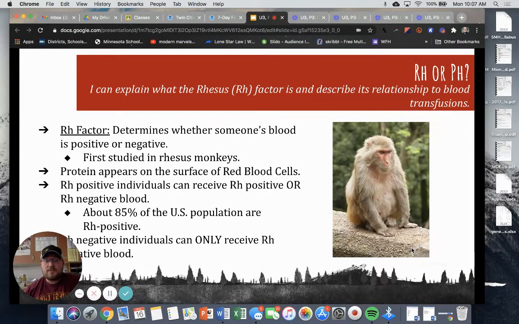This was actually first studied within monkeys, and that's why it's called the Rh factor. Protein appears on the surface of red blood cells, and Rh positive individuals can receive Rh positive or Rh negative blood, while Rh negative individuals can only receive Rh negative blood. Okay, so 85% of the US population are Rh positive, which is a good thing because then you can receive positive or negative type blood.